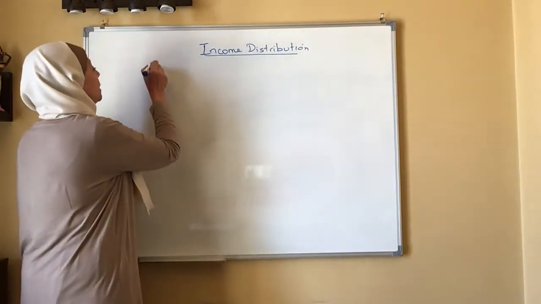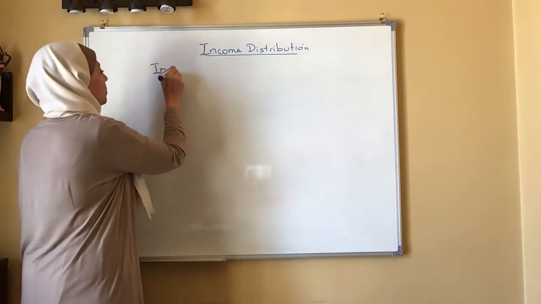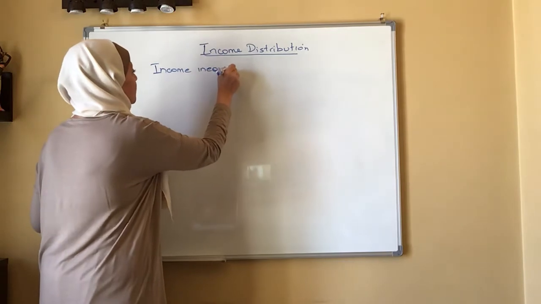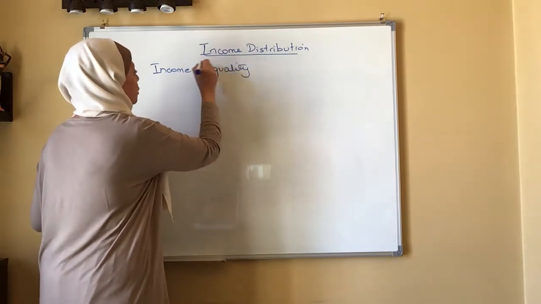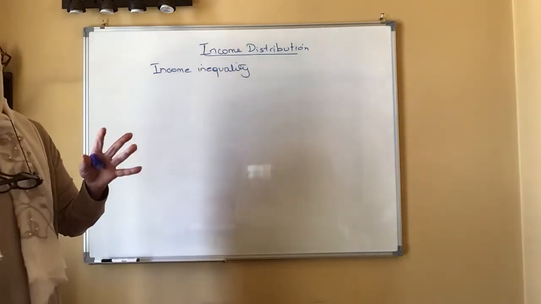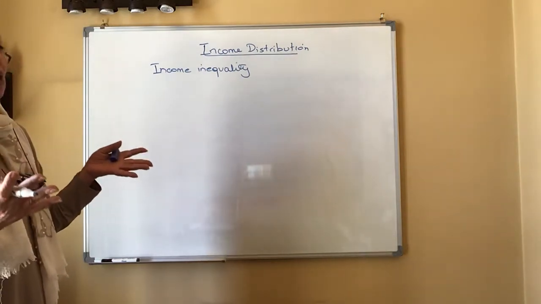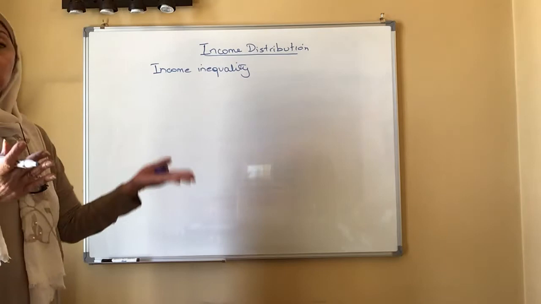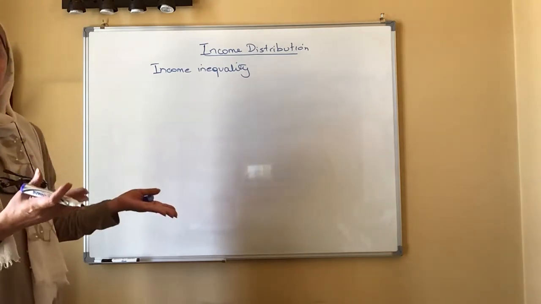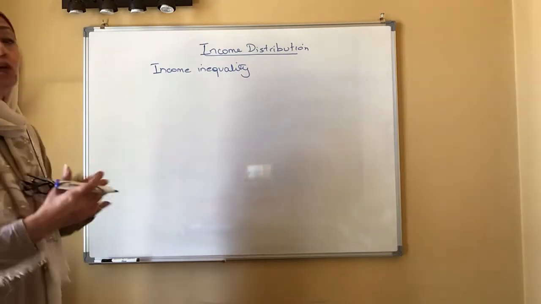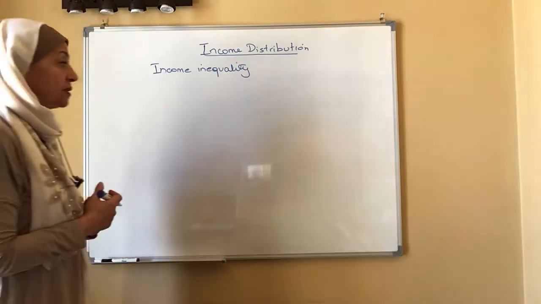There is income inequality. In every nation, there is no ideal nation. However, there are countries that are closer to the ideal position or the ideal condition than others.